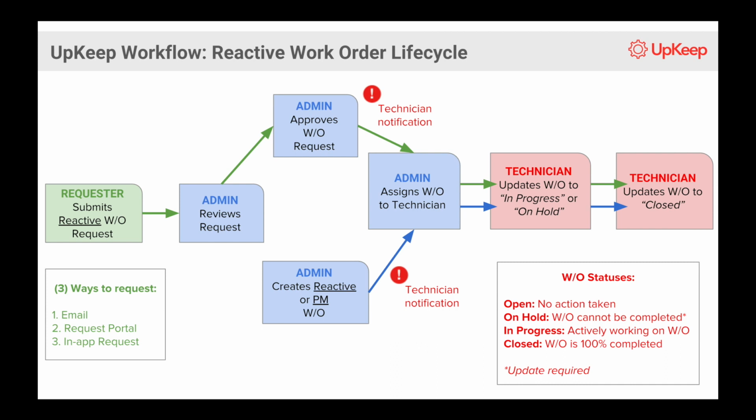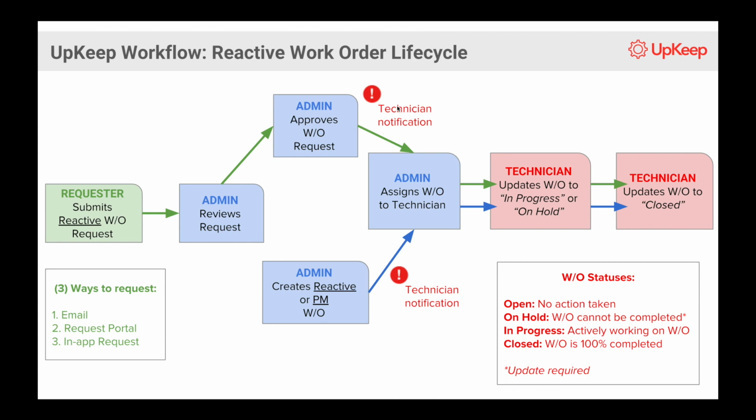So we can see on the left-hand side here that this process really begins with the requester submitting a reactive work order request that the admin then reviews. If there's not enough information in that request, they can decline it and send it back to the requester and say why. If there is enough information, that admin would then go ahead and approve that work order request, essentially turning it into a work order. That admin will then assign that work order to a technician, at which point the technician will get notified.